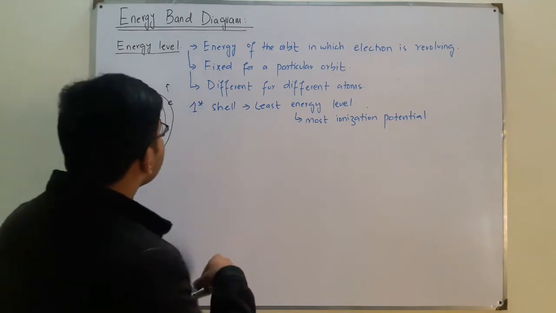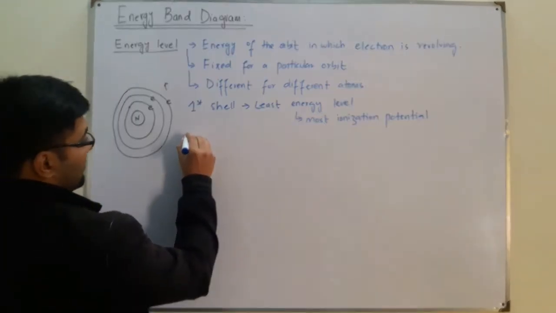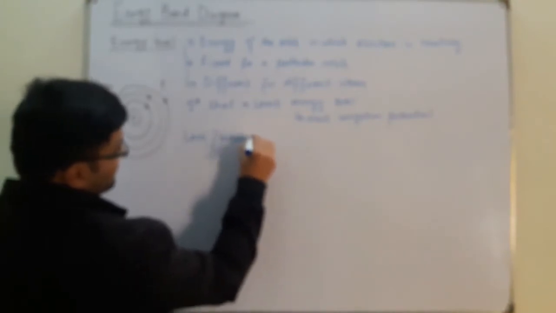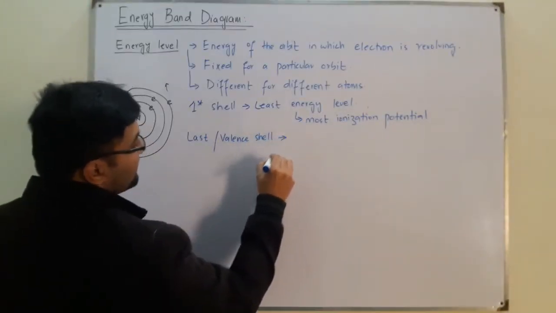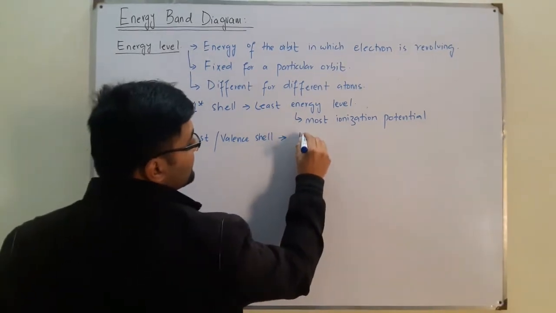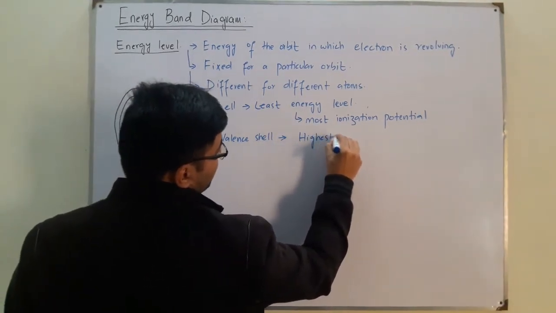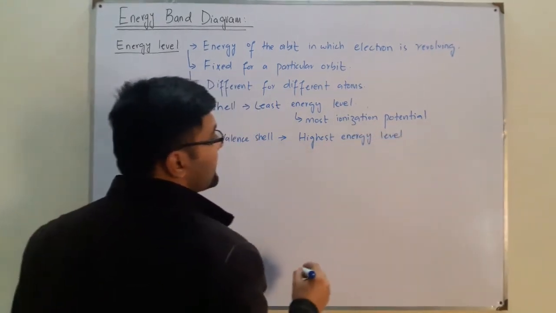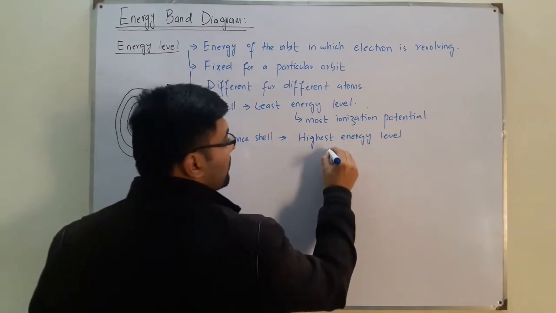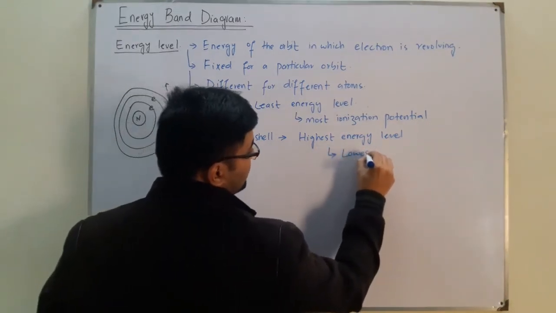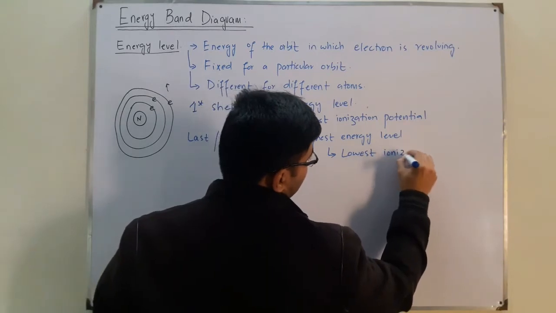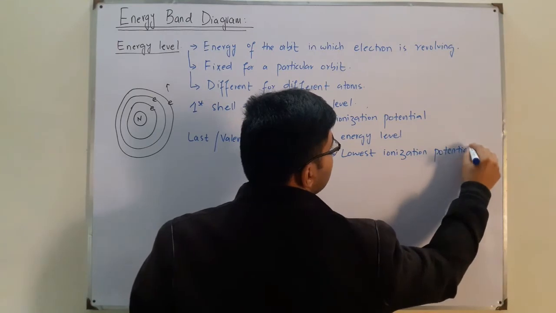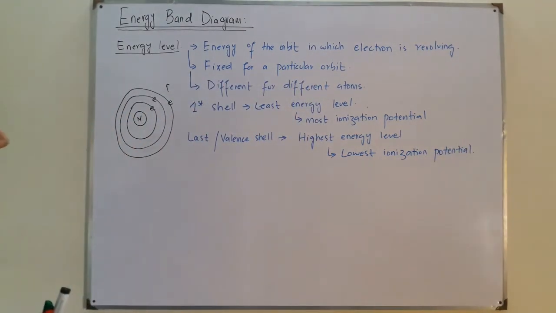Alright. And the last shell, that is called the valence shell. The last shell called the valence shell, and the electrons of the last shell are called valence electrons. So this has the highest energy level, which means it has the highest energy of all the electrons present in the atom. And the highest energy level would refer to the lowest ionization potential, which means the lowest energy would be required to remove them from the atom, alright?